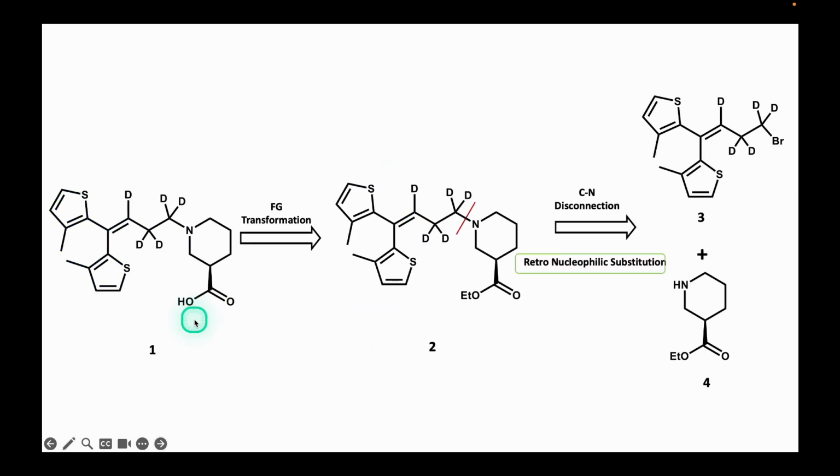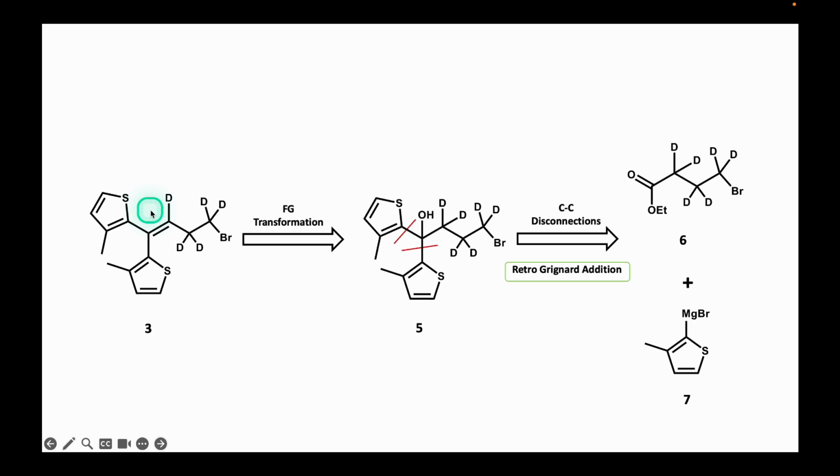Initially, through a functional group transformation, the carboxyl group is protected to prevent its undesirable involvement or interference during the synthesis, as the ethyl ester 2, where the piperidine ring structure is bonded to a primary carbon atom that forms part of the deuterated chain, which suggests a substitution reaction, ultimately leading to a carbon-nitrogen disconnection to generate the deuterated bromobutanol compound 3 and the ester 4.